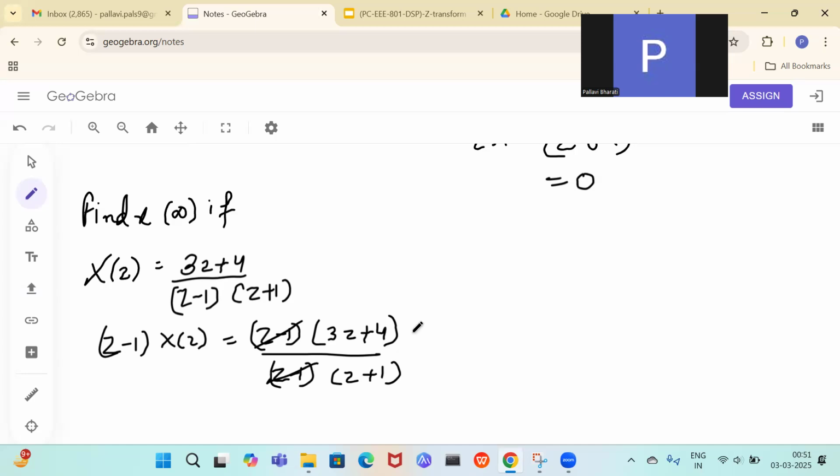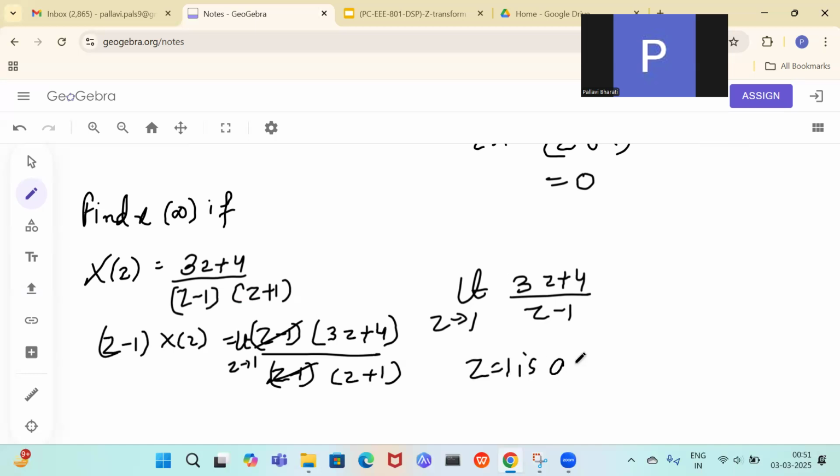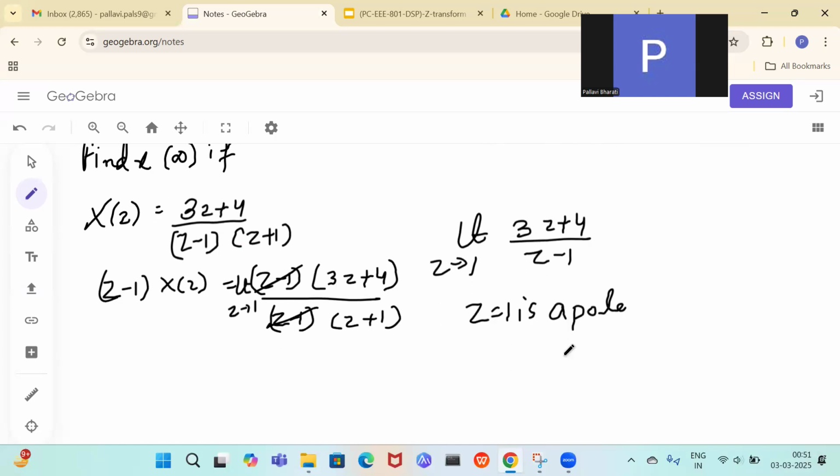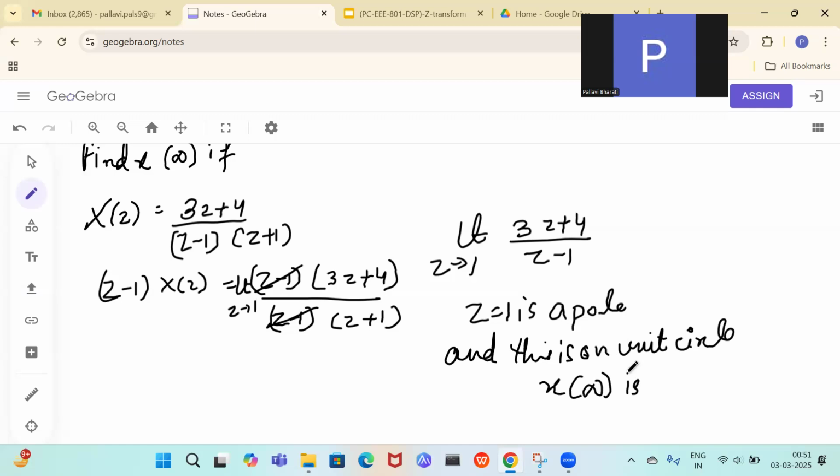Now, if you write it, it is going to be limit z tending to 1 of 3z plus 4 by z minus 1. Now, there is a pole. z equal to 1 is a pole, and this pole is on the unit circle. So in this case, x of infinity is not defined.